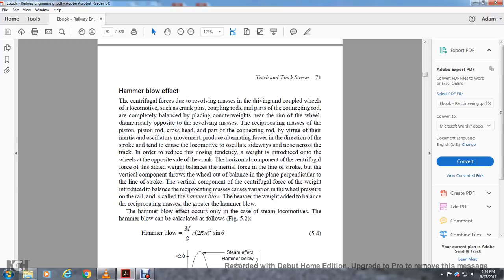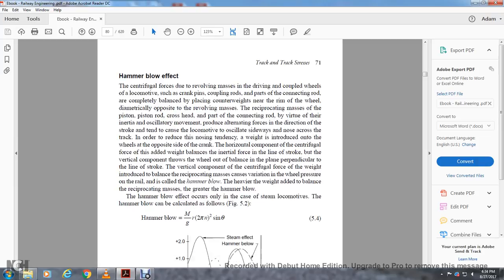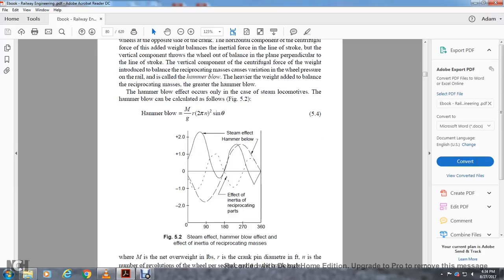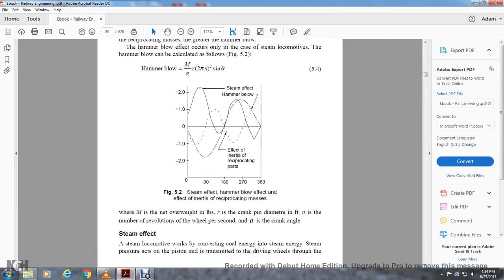The hammer blow effect occurs only in the case of steam locomotives, and it can be calculated as in figure 5.2. Hammer blow equals M over g times R times (2 pi n) squared times sin theta, where M is the weight in pounds, R is the crank pin radius in feet, n is the number of revolutions of the wheel per second, and theta is the crank angle. Figure 5.2 shows the steam effect, the hammer blow effect of the reciprocating mass, and the effect of the reciprocating parts.